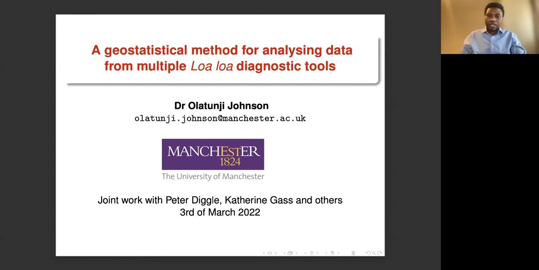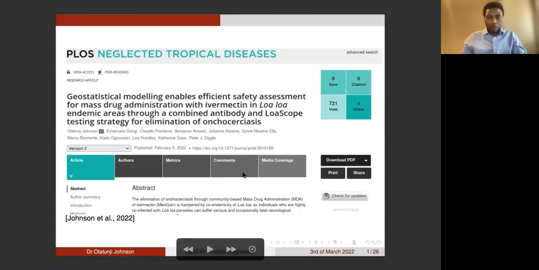And it was done under the supervision of Peter Diggle, and then we have a collaborator at the Task Force for Global Health and other people that worked together on this. And actually the paper was published. So this talk is based on a paper that was published about a few weeks ago, in PLOS NTD.